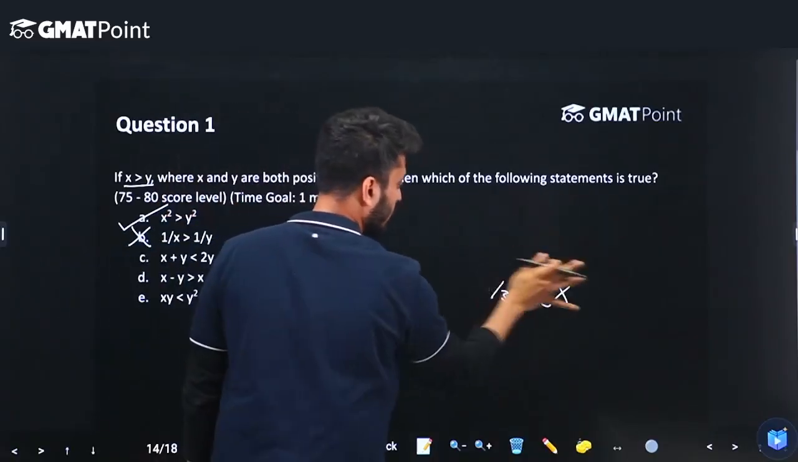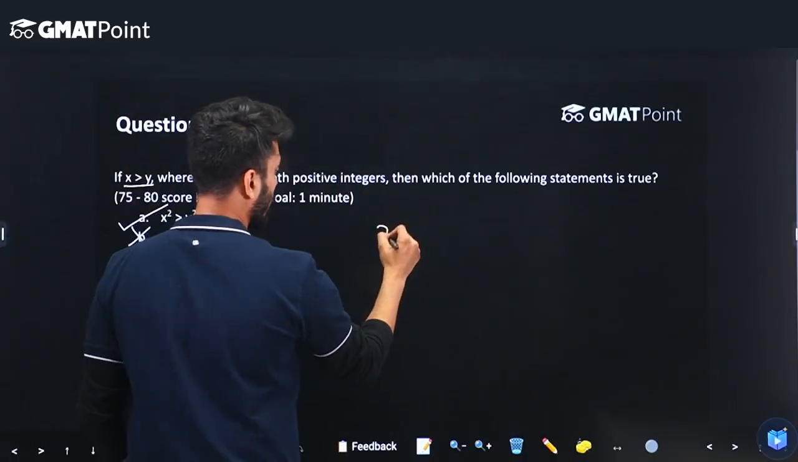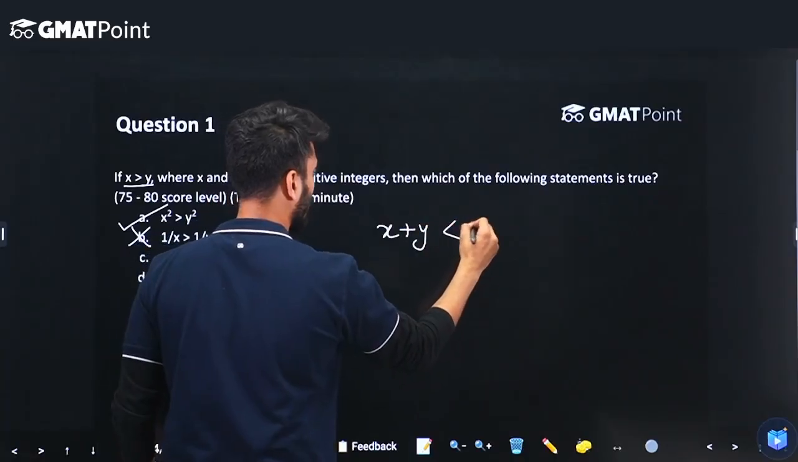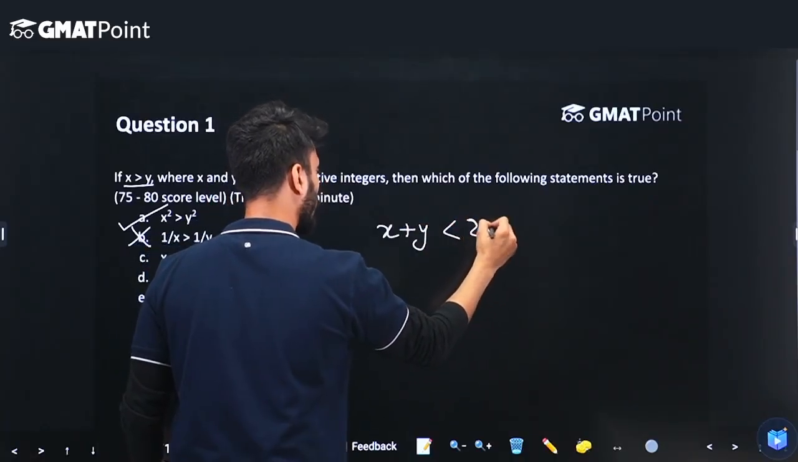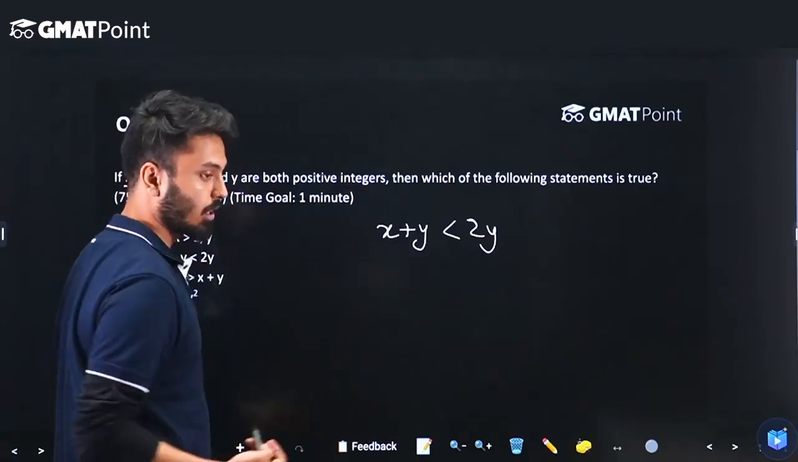Let's move on to option C. Let's check that. We have x plus y less than 2y. X plus y less than 2y. Now this here is going to be a good example of something that you normally do in equations that you can also do in an inequality.